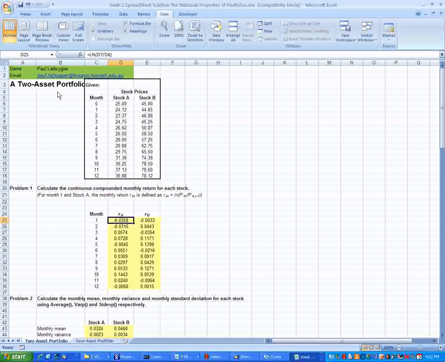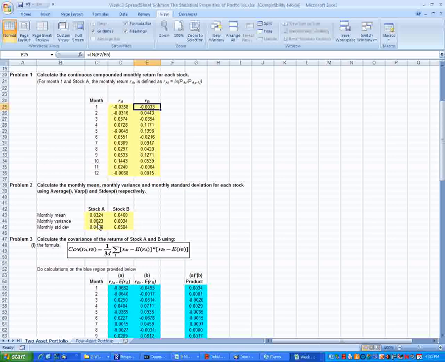The first thing to note is to go to the green area and put your name and your email address in cell B1 and B2. That's essential. The rest of the spreadsheet, apart from the coloured areas, is locked, so you won't be able to write in it. So you need to go to the first problem and calculate the return for month 1 for asset A. And we're using log returns here, so it's the price in month 1 divided by the price in month 0, and take the log of it. And then we copy that down for all of the months for stock A, and ditto for all of the months for stock B.